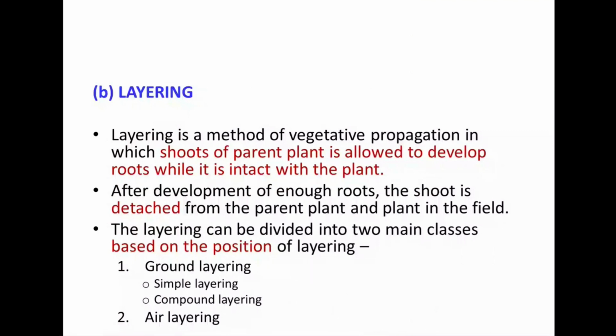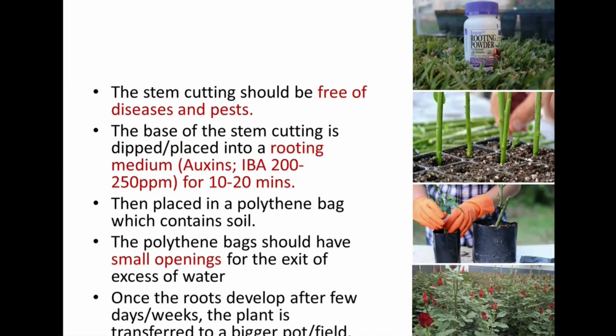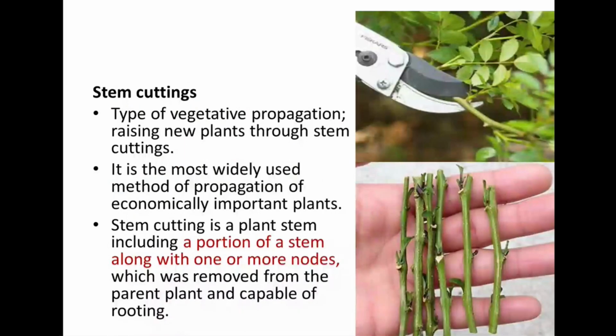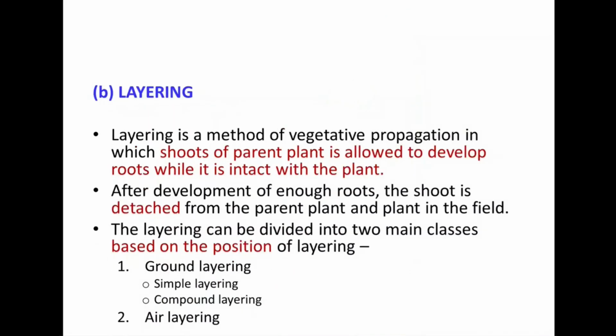And the next one is layering. So what is layering? Layering is a method of vegetative propagation in which shoots of the parent plant are allowed to develop roots while still intact with the plant. Imagine in the previous case we cut the cutting from the parent plant and developed it independently. But in layering, the plant has to develop roots while it is attached to the parent plant.